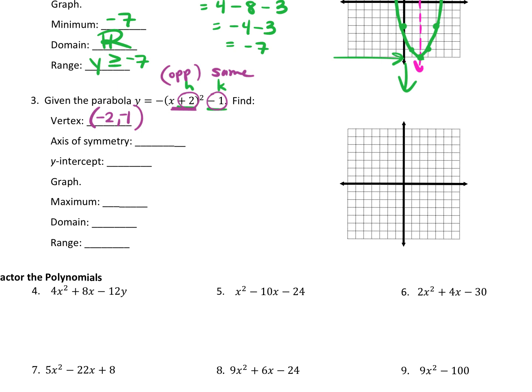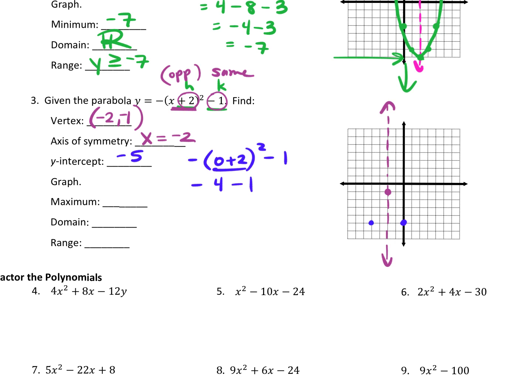Okay, so negative 2, negative 1, which means your axis of symmetry is x equals negative 2. So that's this line right here. It's always the x value of your vertex. Negative 2, negative 1 is that point. The y-intercept on this one, you have to plug in 0. You can't just pick the number that's sitting there. So it's going to be negative 0 plus 2 squared minus 1. So 2 squared is 4, so this is negative 4 minus 1, which is a negative 5. So this is going to be 1, 2, 3, 4, 5 down.